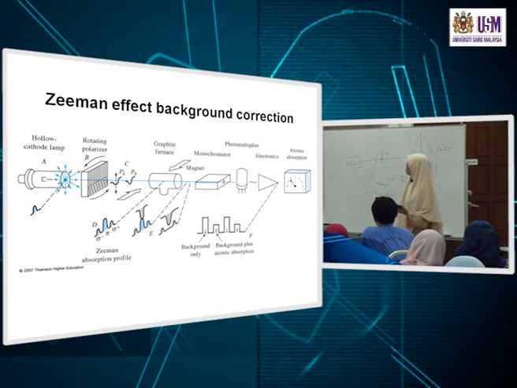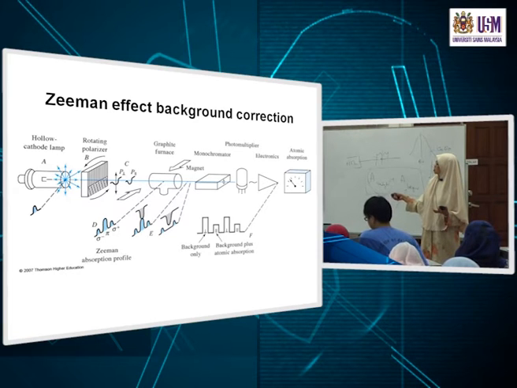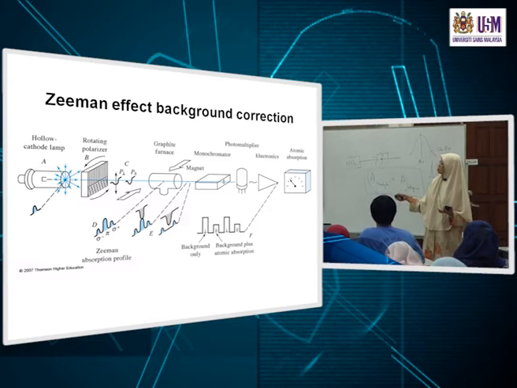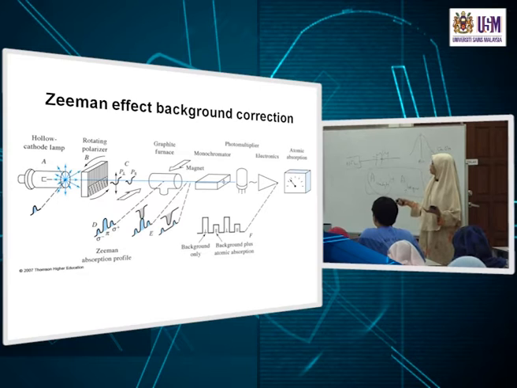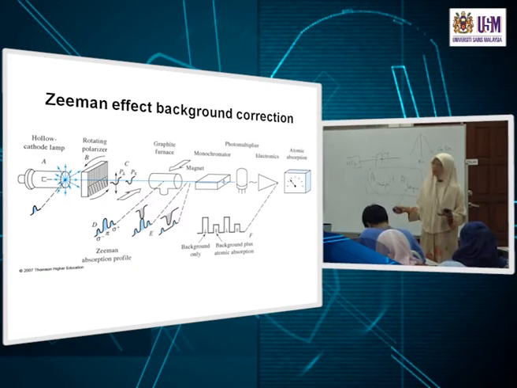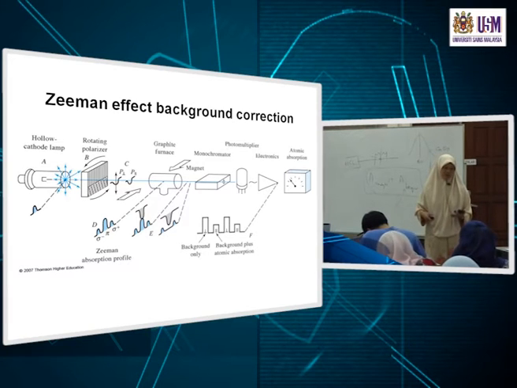Okay, so you have your graphite furnace. That's where your atoms will be formed. You still have your source, your monochromator, and whatever. The difference is now where the atoms are formed, the atomizer is now in a magnetic field. Where what we see is, with the magnetic field, the absorption profile is changed. This blue thing shows the absorption profile of the atoms in a magnetic field.